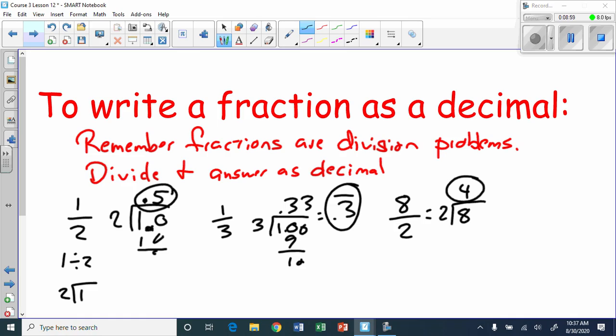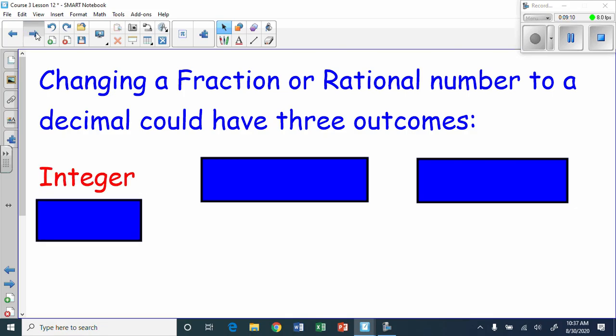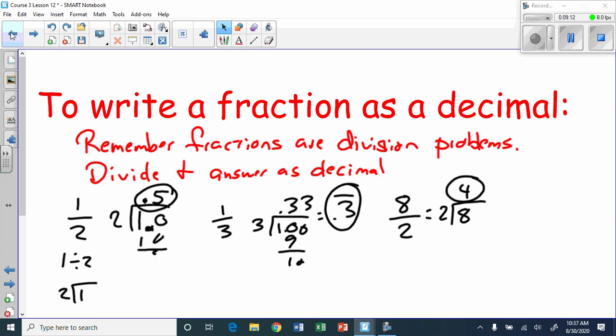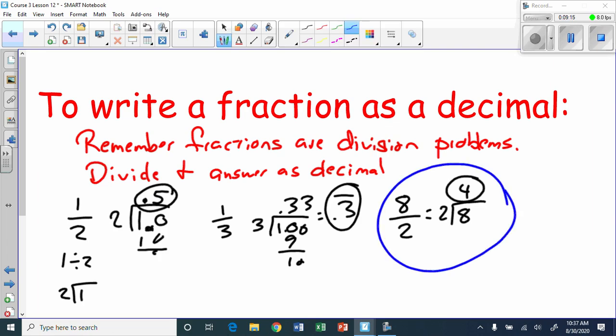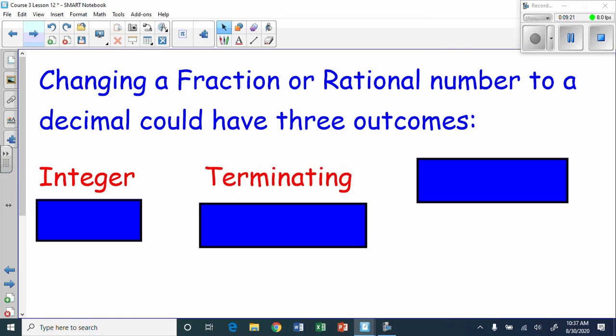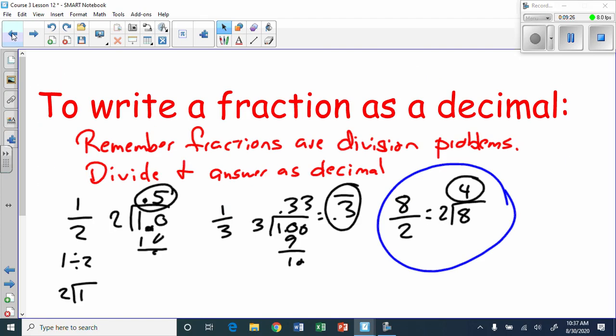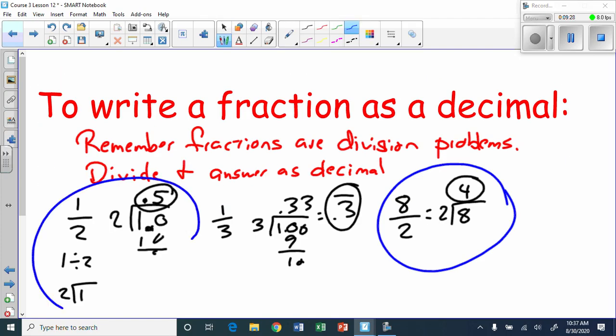So now as we look at those three different things, we're reminded here, changing a fraction or a rational number to a decimal could have three outcomes. One, we could get an integer. And that's what happened on this one right here. The answer became an integer. The second outcome that is possible is we get a terminating decimal, a decimal that stops. And that was this one right here. We eventually divided till we were done.